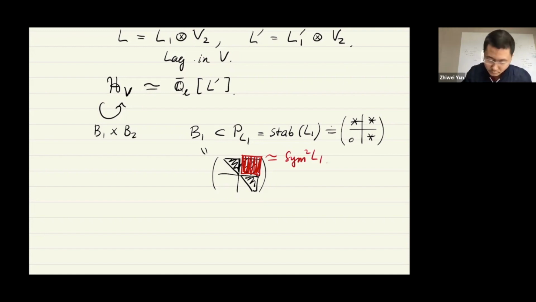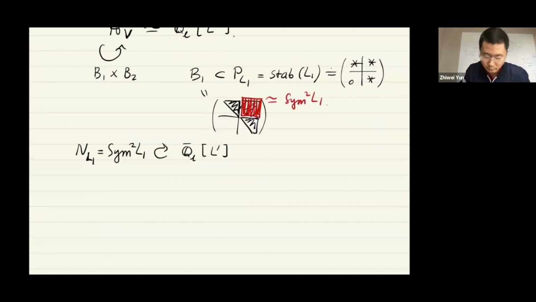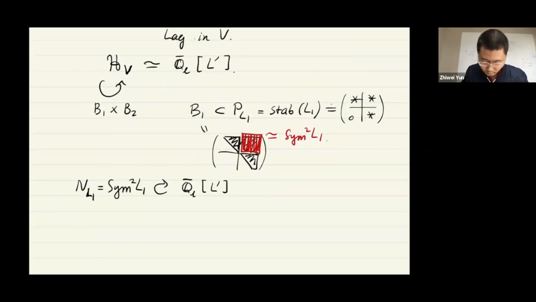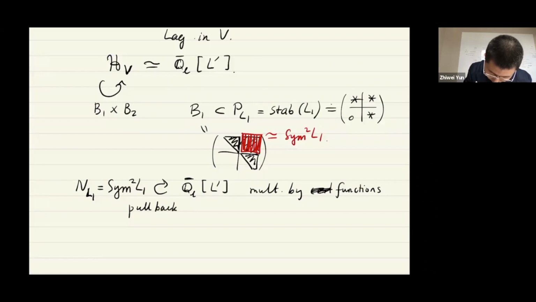This is the unipotent radical of this Siegel parabolic, and let's call it N_L1. It acts on functions on L prime by multiplying with certain additive characters, by functions pulled back from the following map.